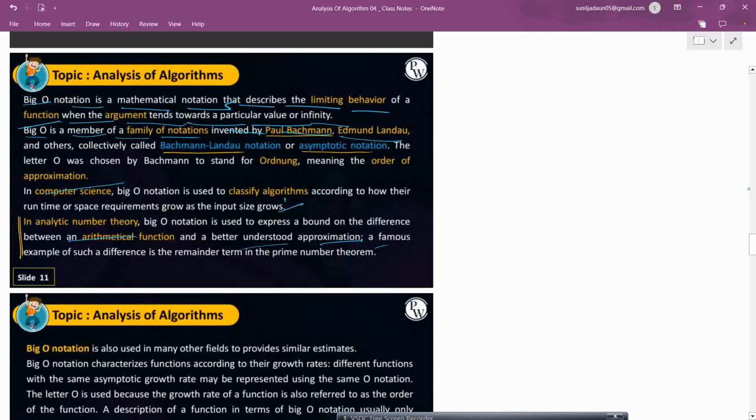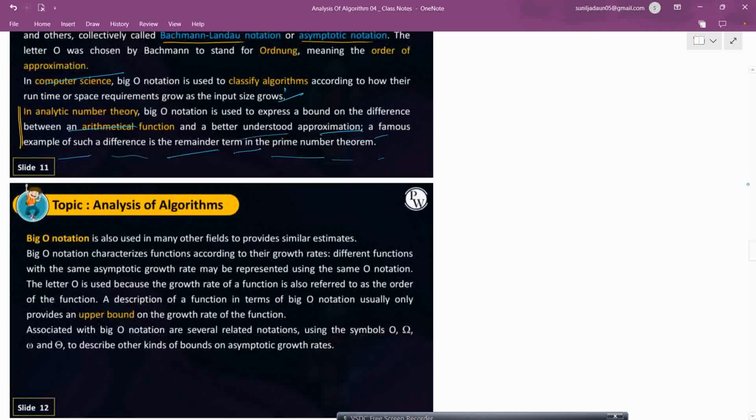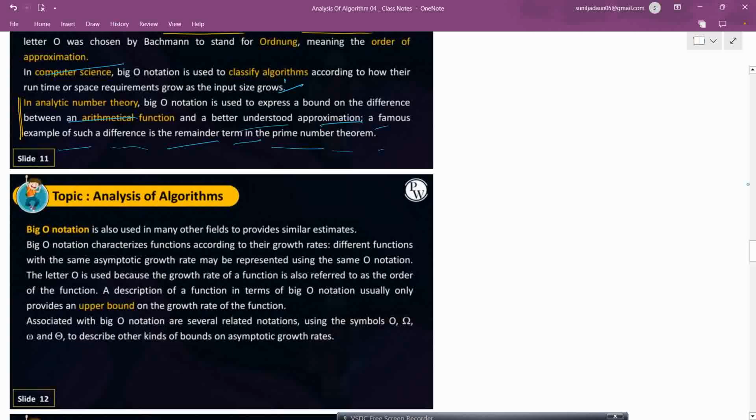A famous example of such a difference is the remainder term in the prime number theorem. All right, we will do that. Big O notation is also used in many other fields. Let's see how to provide similar estimates.